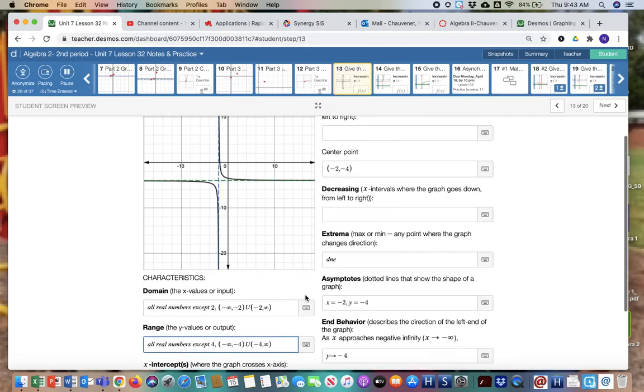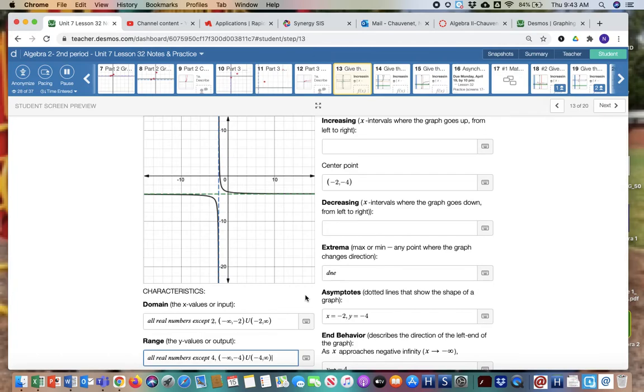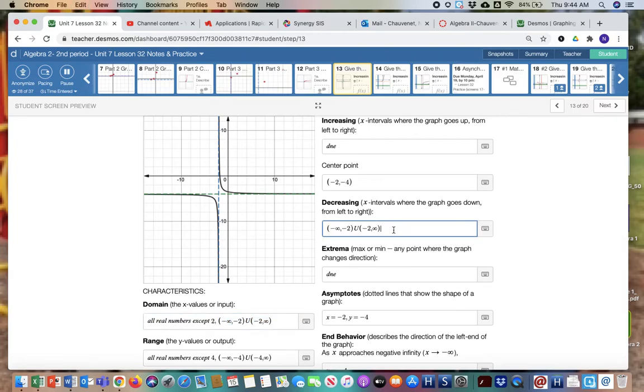Okay? All right, now in terms of the increase-decrease, for our last thing we need to answer here, well, let's look at the graph. So this thing goes down, then it doesn't exist at -2, and then it goes down. So really, it always went down. So the increasing does not exist, and the decreasing is, well, it decreased all the time. So it decreased everywhere x existed, which would be this. So you can just copy and paste the domain right there. All right, that was the characteristics for a rational graph.